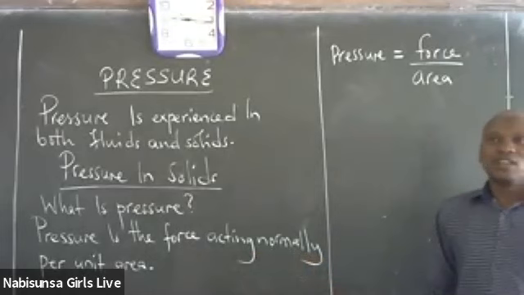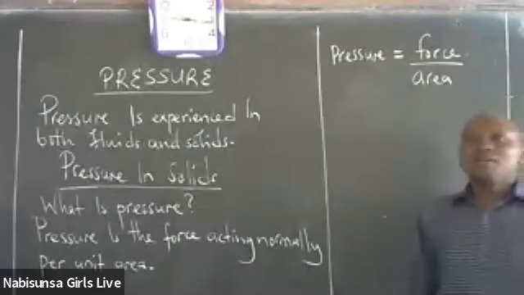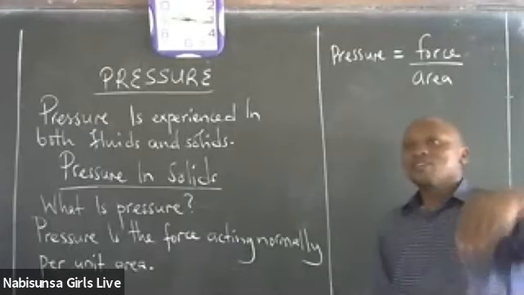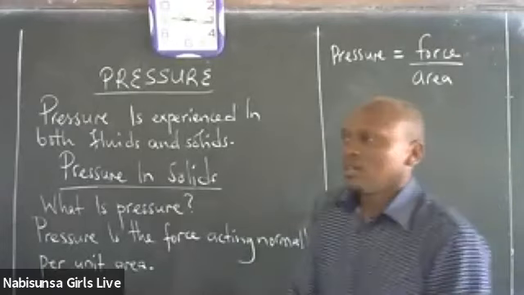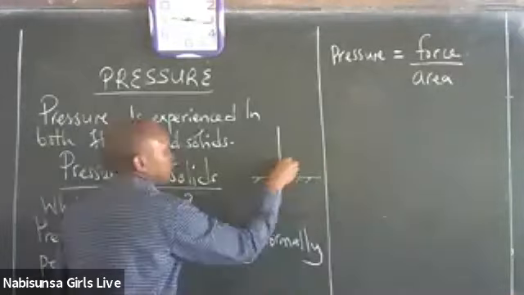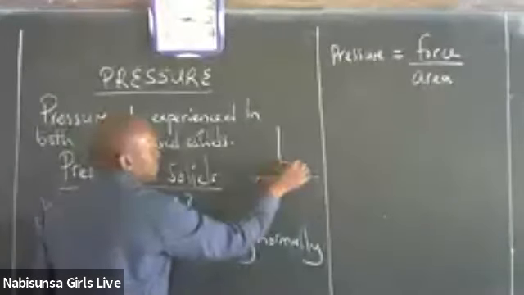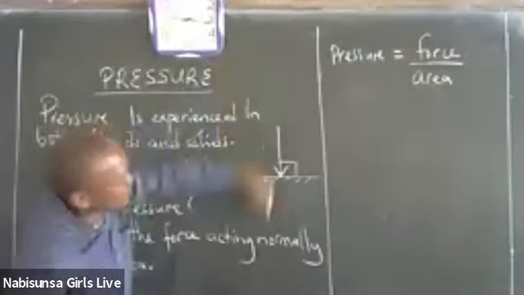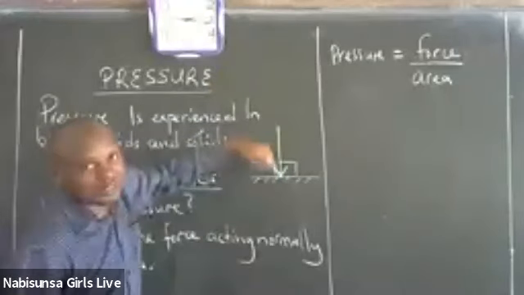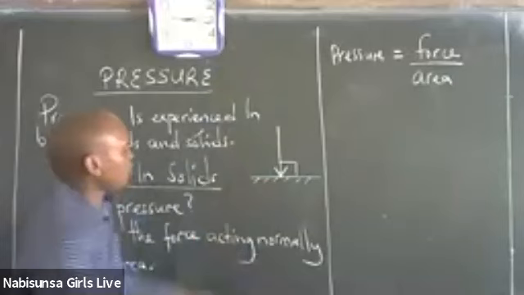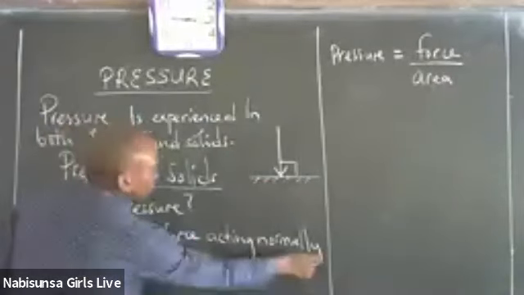Force acting normally. Normally means 90 degrees. Acting normally means the force we are talking about must be perpendicular. Must be perpendicular means it is 90 degrees. This symbol is for 90 degrees. So this force must be acting perpendicular to this surface. That's what we're talking about here.